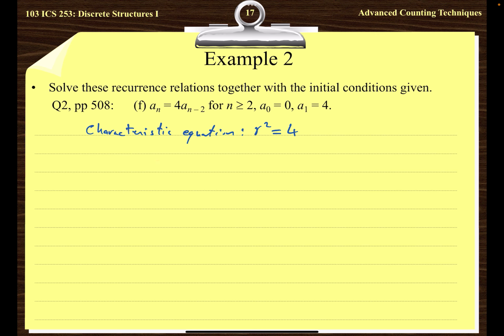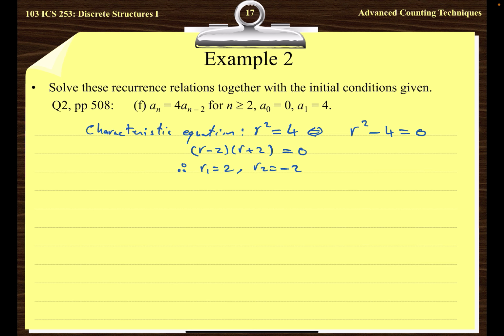So R squared equals 4, which means that what is my equation? R squared minus 4 is equal to 0. How do we solve this? Isn't it the same as R minus 2 times R plus 2 equals 0? So how many roots do I have? 2 distinct roots, right? Therefore R1 is equal to 2, R2 is equal to minus 2.